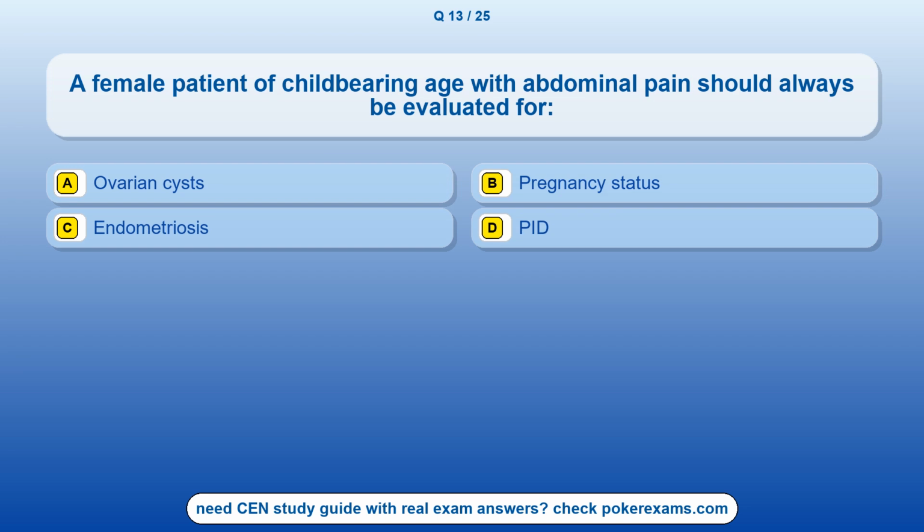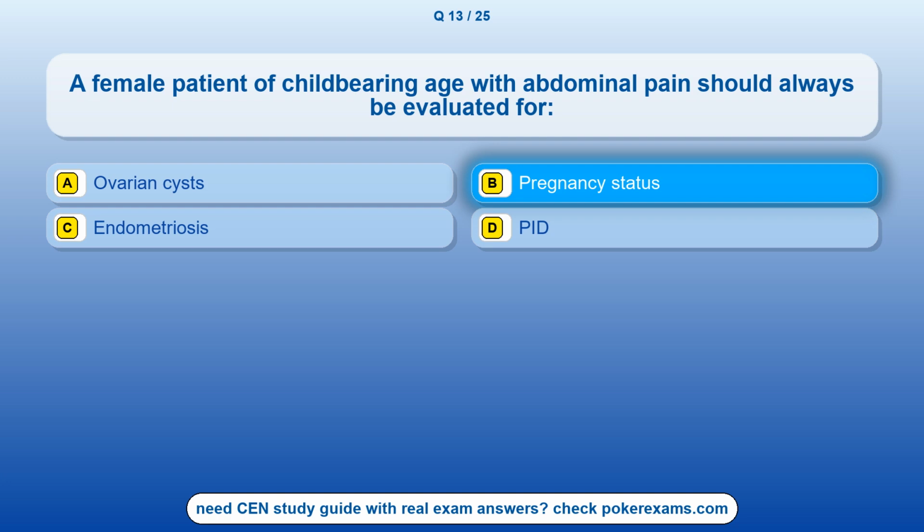Question 13. A female patient of childbearing age with abdominal pain should always be evaluated for: Option A, ovarian cysts. Option B, pregnancy status. Option C, endometriosis. Option D, PID.